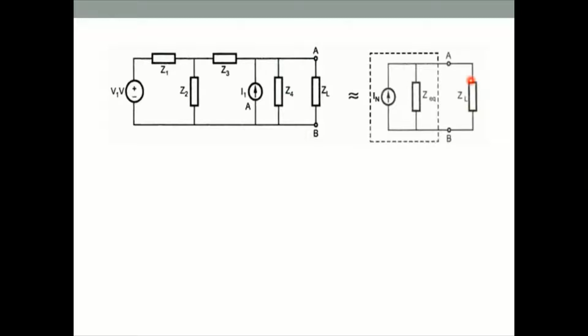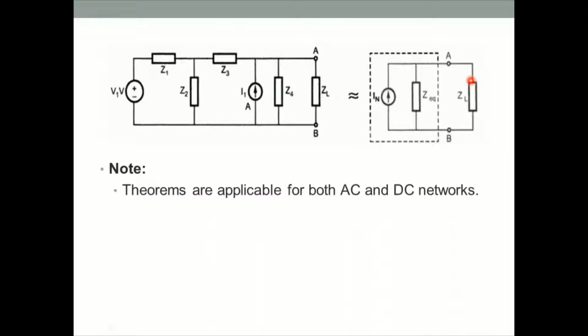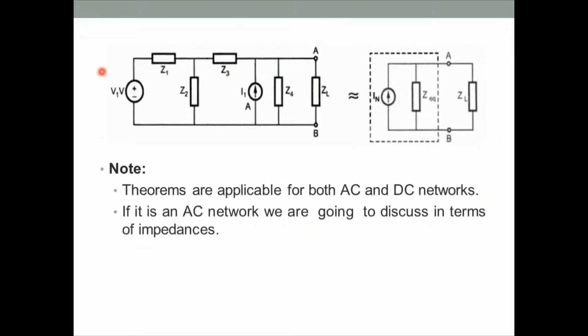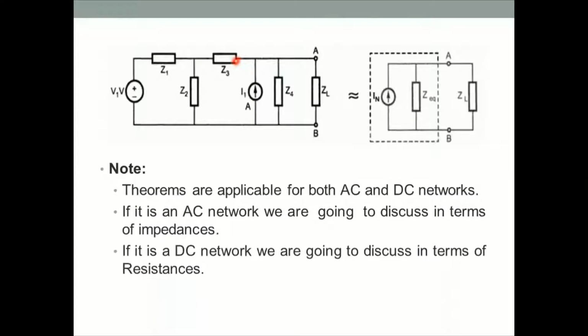Before going to see the steps for solving a Norton's theorem problem, we are going to see some important points related to Norton's theorem. We all know that theorems are applicable for both AC as well as DC networks. If we are using an AC network, then we call these impedances. If we are using a DC network, we call these resistances. These points are important, guys. Just remember.